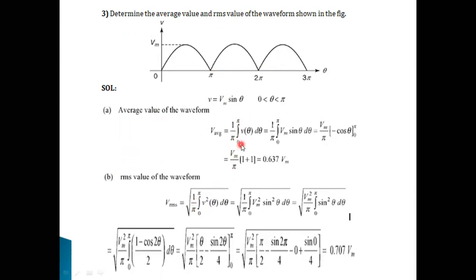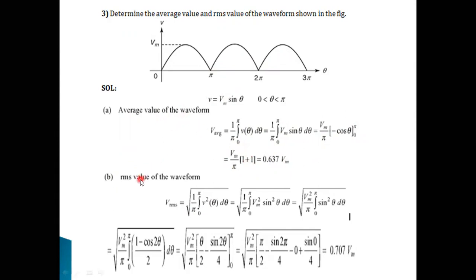Just 1 by pi, integral 0 to pi, v of t d theta. Try to make it sinusoidal now. Vm sin theta d theta. Sin theta integration here is minus cos theta. Substitute 0 to pi limits, we get some value. It's obviously 2 Vm by pi, which is the average value.